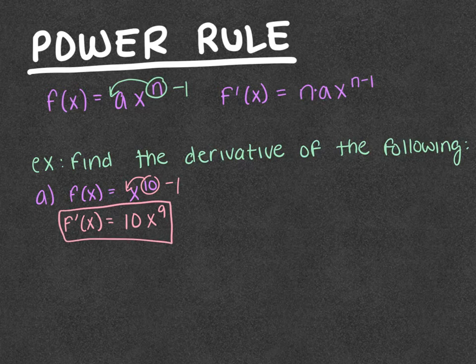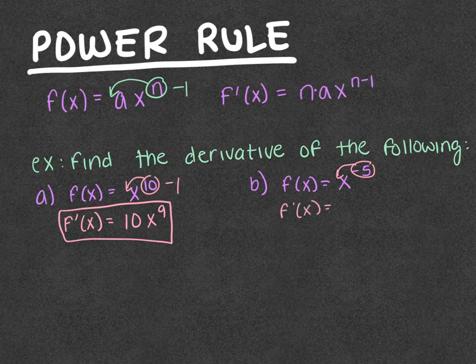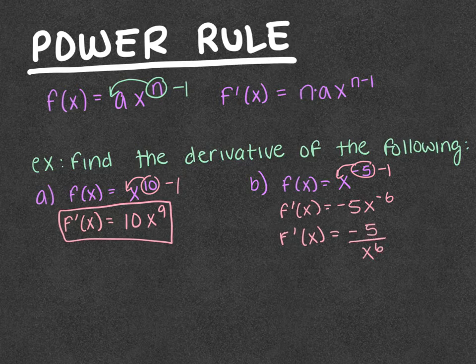Let's try another simple one. f of x equals x to the negative 5. See if you can do it on your own. Same thing, we're going to move this down. So f prime of x equals negative 5x, and then negative 5 minus 1 would be negative 6. Let's go ahead and write this properly. Negative exponents we move to the denominator, so this would be negative 5 over x to the 6th.